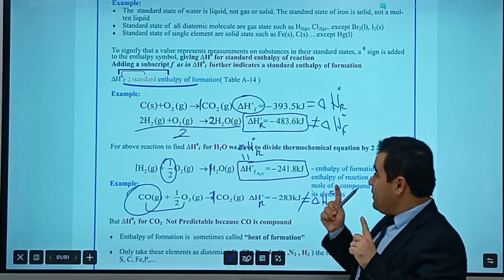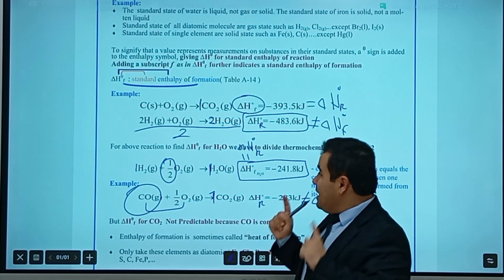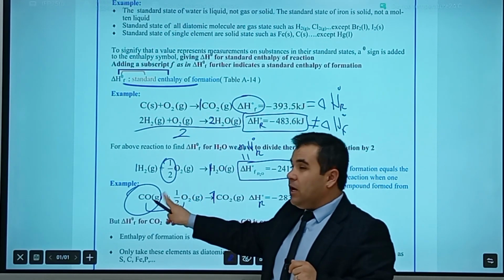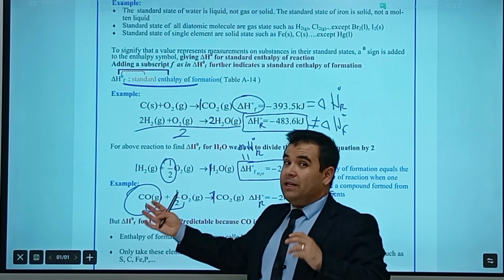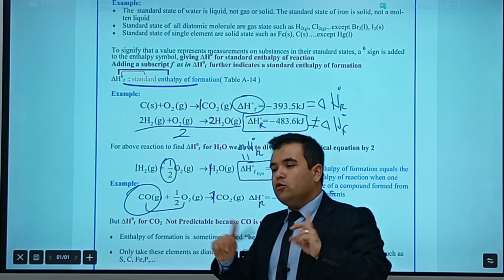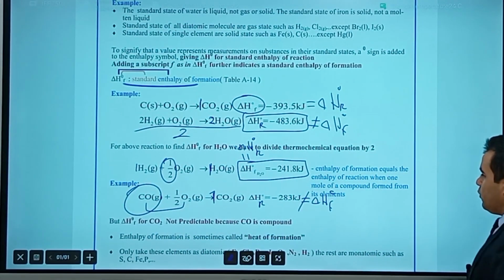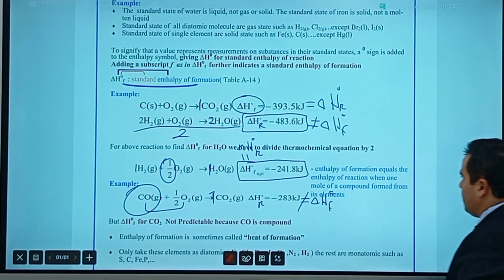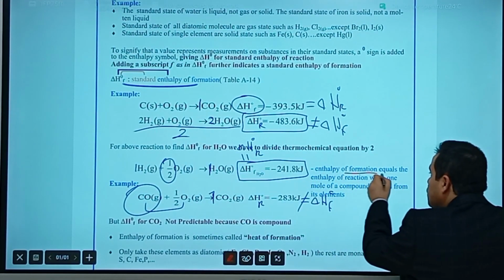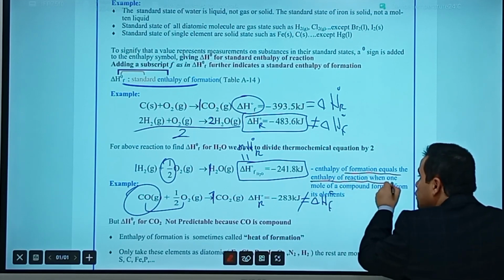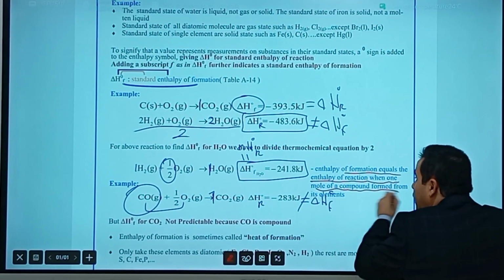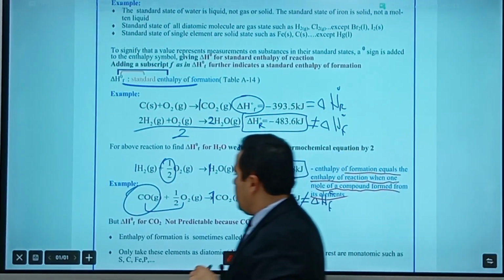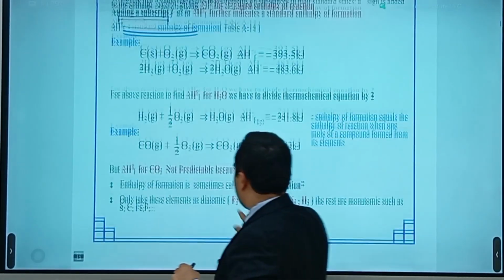But whenever the missing requirement is in the amount, we can change the amount. If it's in the reactants, not from the elements but from a compound, we cannot change the conditions of the reaction to equalize the enthalpy of reaction and enthalpy of formation. Enthalpy of formation equals the enthalpy of reaction when 1 mole of a compound is formed from the elements. Both conditions must be met in order to equalize those two.